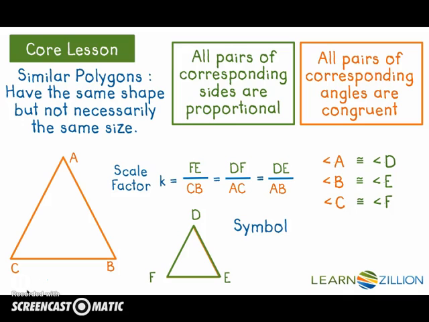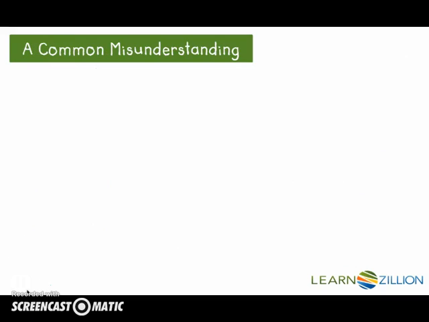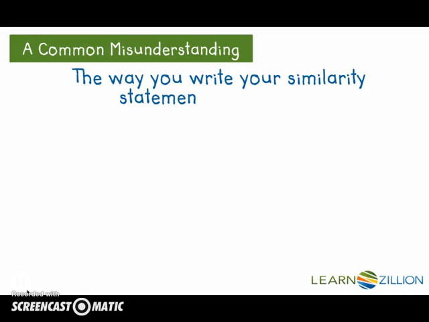The similarity symbol in geometry looks like this, and we can make what's called a similarity statement. Because these two triangles are similar, we can state triangle ABC is similar to triangle DEF. A common misunderstanding many students have is when they go to write their similarity statement. The way you write your similarity statement is important.